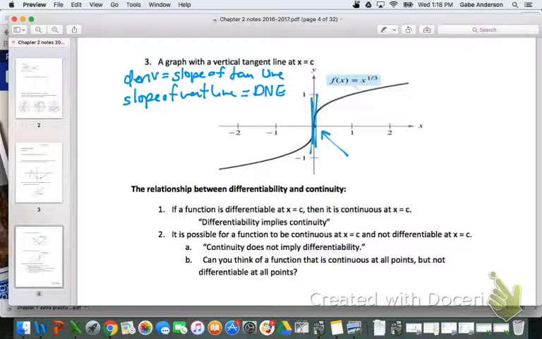So the three cases were if we have a point of discontinuity, or if we have a sharp turn or a cusp, as well as a vertical tangent line. Those are the three cases that create a point of non-differentiability.